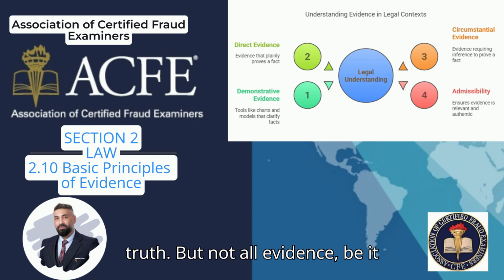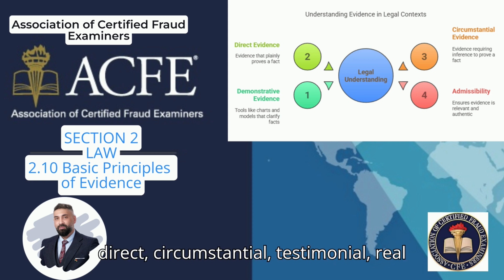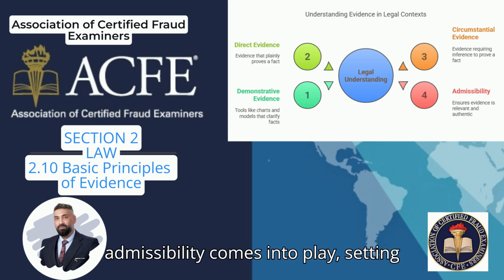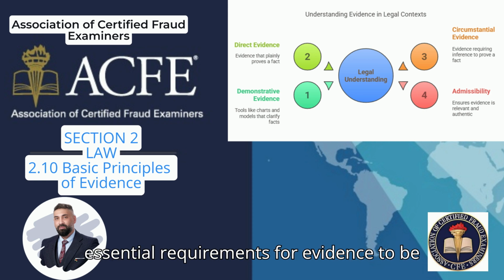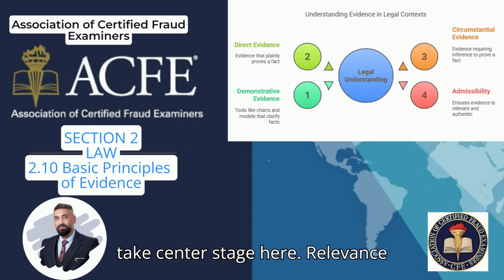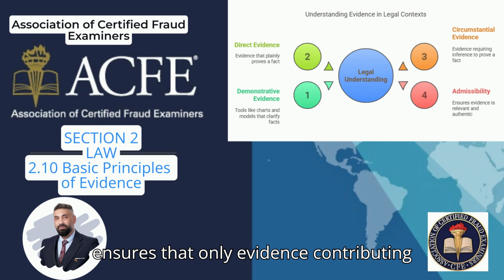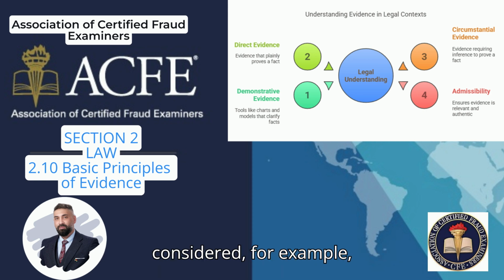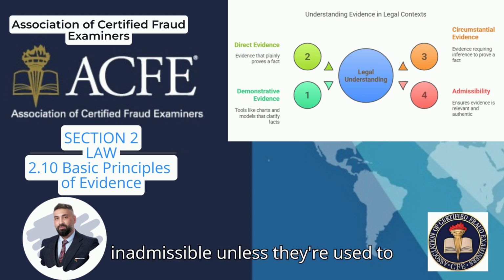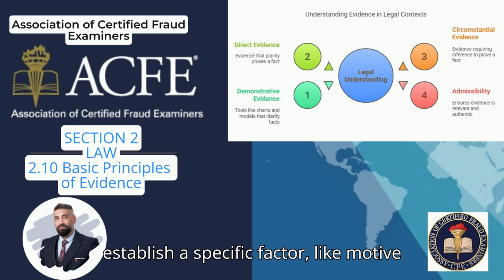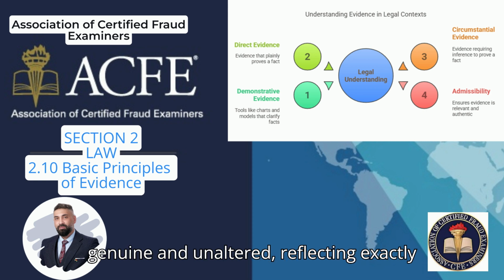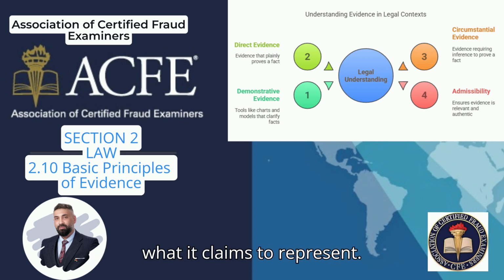But not all evidence, be it direct, circumstantial, testimonial, real, or demonstrative, will find its way before a jury. This is where admissibility comes into play, setting essential requirements for evidence to be considered. Relevance and authenticity take center stage here. Relevance ensures that only evidence contributing directly to the issues at hand can be considered. For example, prior unrelated crimes are typically inadmissible unless they are used to establish a specific factor like motive or intent. Authenticity, meanwhile, guarantees that the evidence presented is genuine and unaltered, reflecting exactly what it claims to represent.